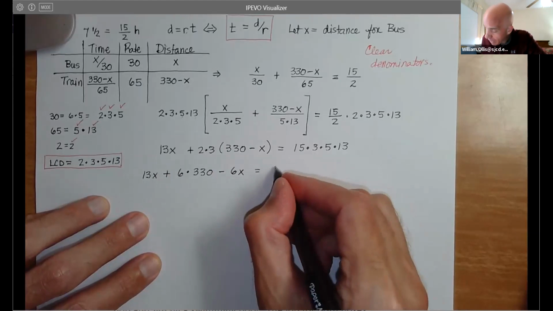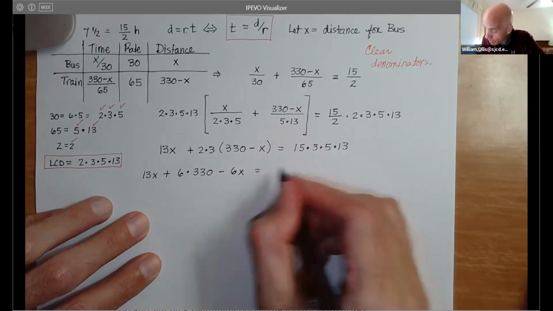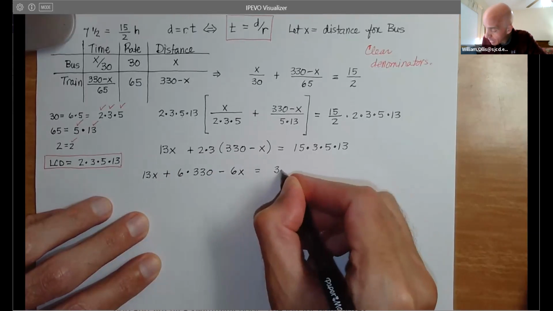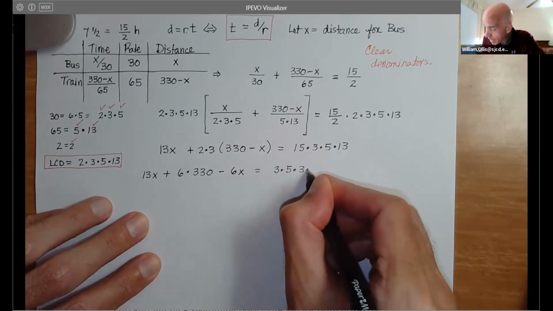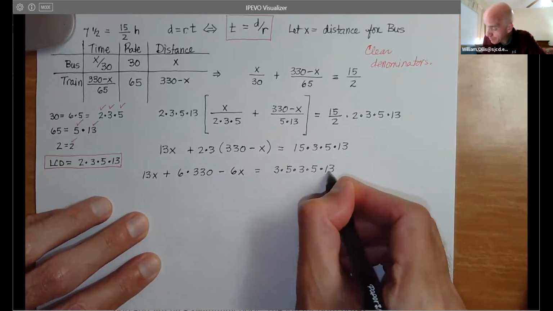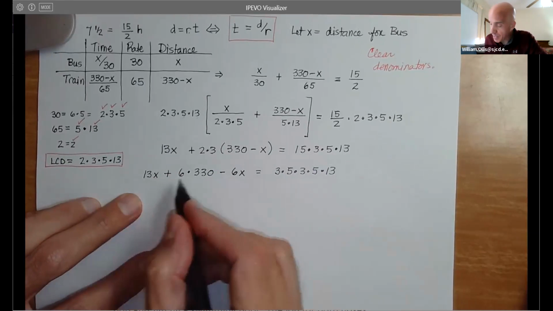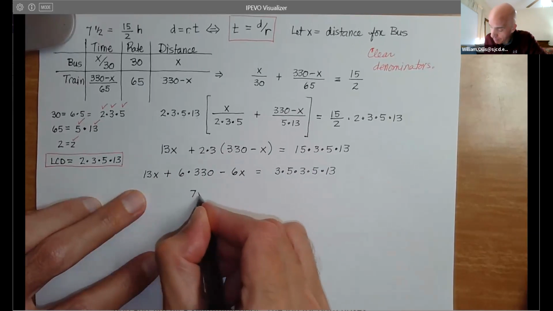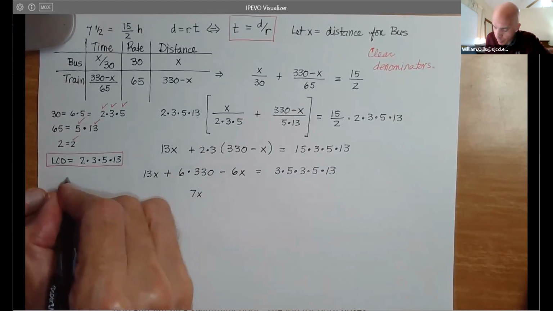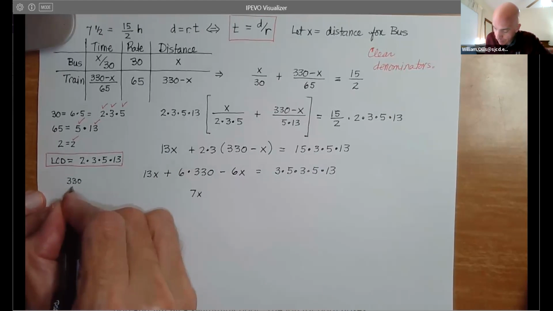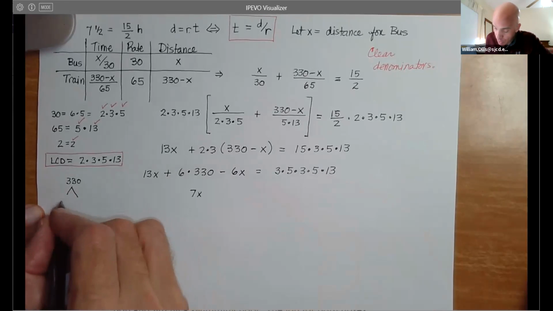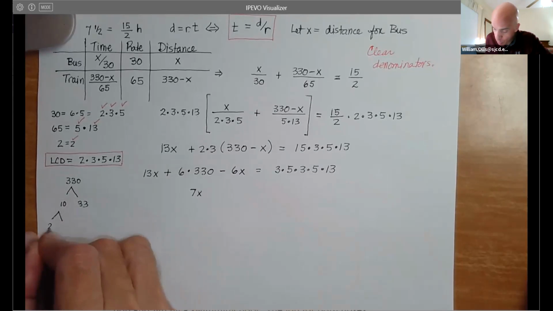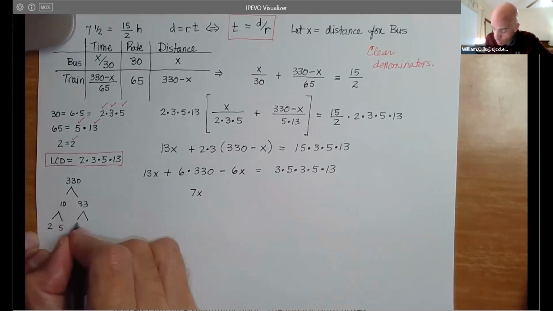And over here, we've got, let's see here, we're going to probably end up factoring that. So I'm going to write this as 3 times 5 times 3 times 5. Just go ahead and prime factor that. Now, well, this is easy. 6x from 13x is 7x. And now what I'm going to do is I'm going to look at the 330 in a factor tree. So we can factor over here. So this will be 10 times what? 33. And that'll be 2 and a 5. And then, of course, a 3 and an 11.